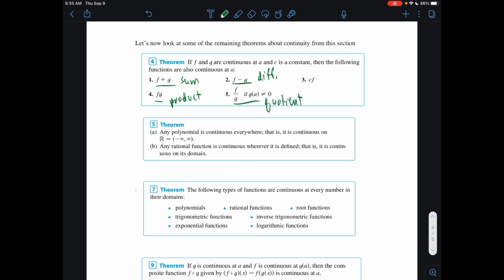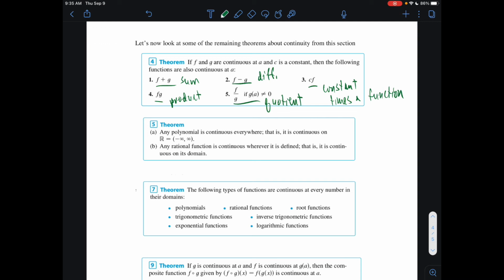These are all related to the sum, difference, product, and quotient laws that we saw in section 2.3. And then number 3 is just a constant times a function. And again, we saw a law related to that where we could factor out the constant from a limit. So these all just fall because of limit laws. So this is telling you if you already know a couple of functions are continuous, then their sum is continuous, their difference is continuous, their product is continuous, and their quotient is continuous.